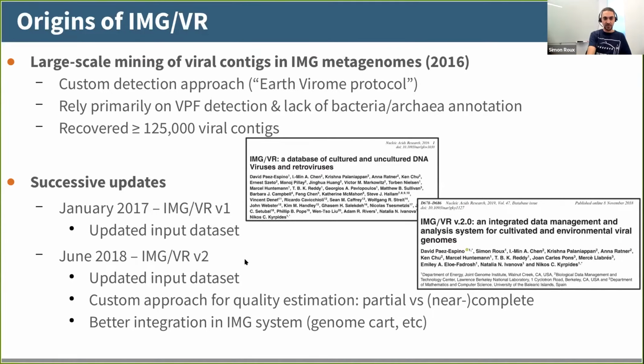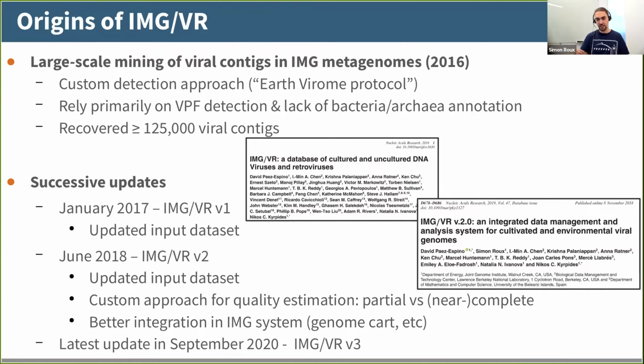In 2018, we also introduced the beginning of an approach for quality estimation, meaning trying to distinguish what is a partial genome versus a complete or near complete genome. It also started to integrate better into the whole IMG ecosystem. And nowadays, what I will describe today, is the third iteration of the IMGVR database, which was released about a year ago, in September 2020, which we call IMGVR v3.